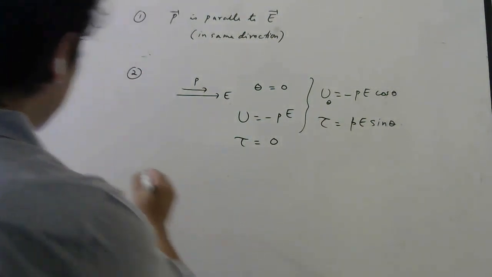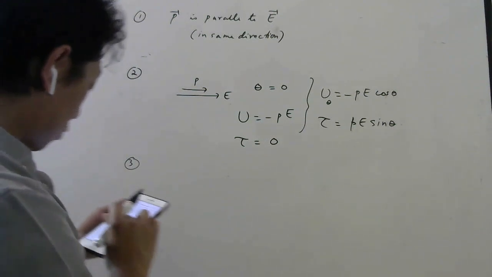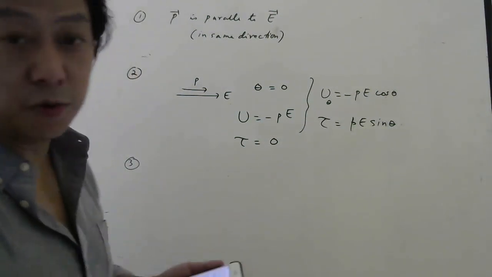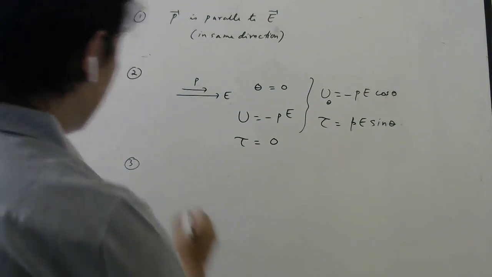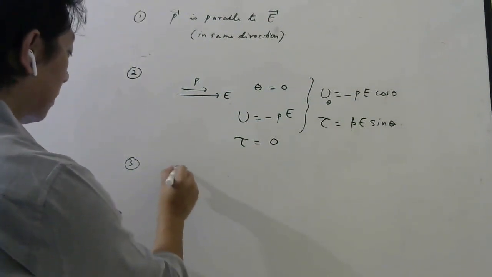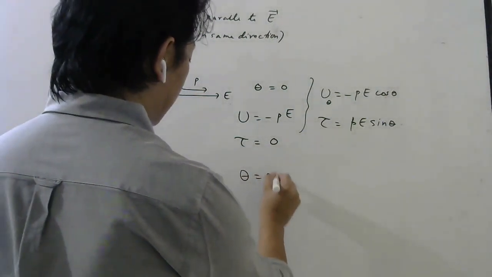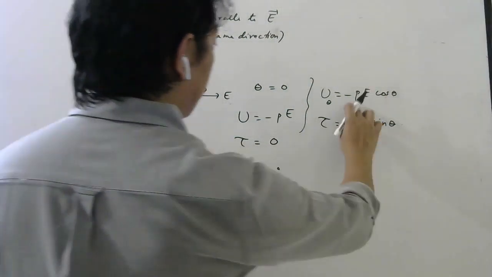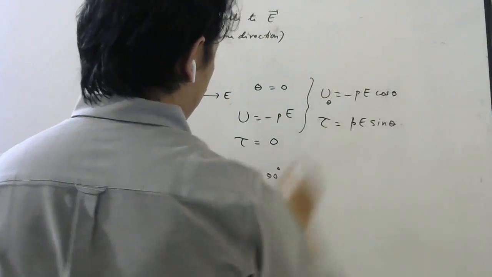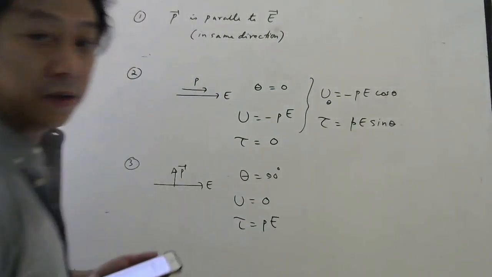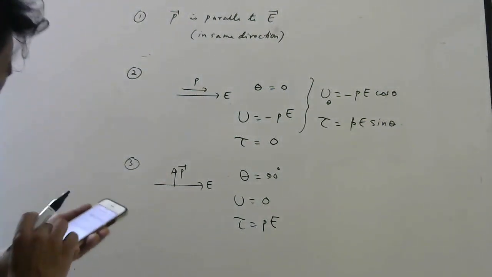Third question is, what is the potential energy of dipole when it is aligned perpendicular to the direction of electric field? So when dipole moment is perpendicular to electric field, theta will be 90. So potential energy will be minus PE cos 90, which is 0. Torque will be PE. Okay, torque will be PE.